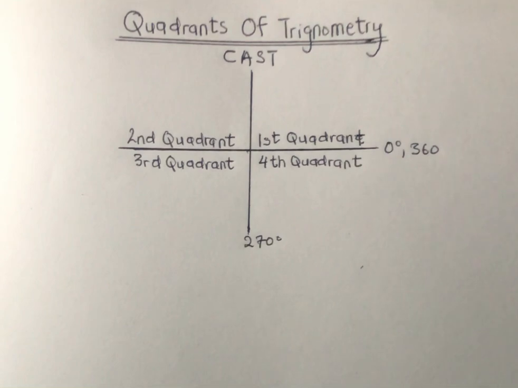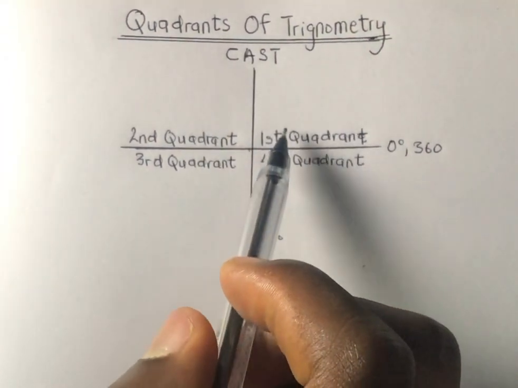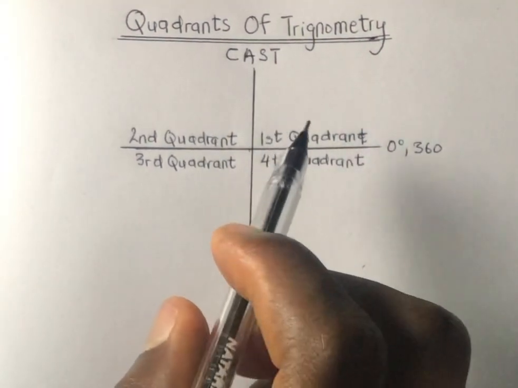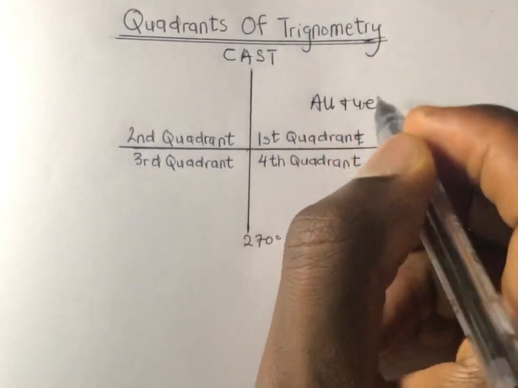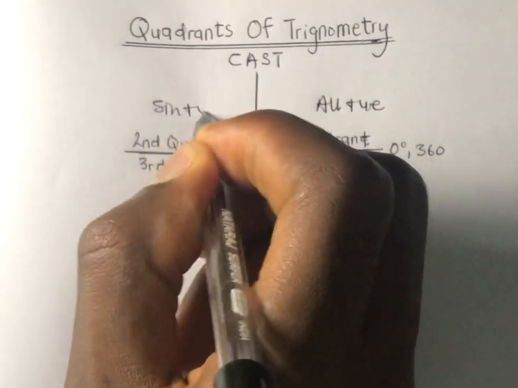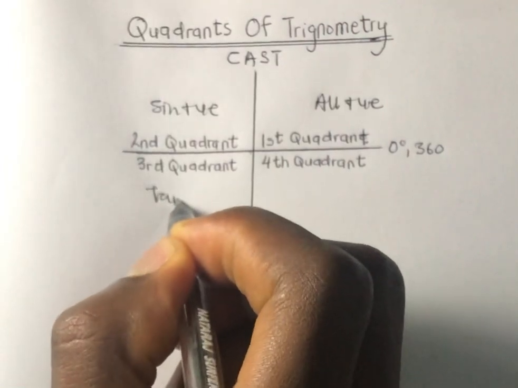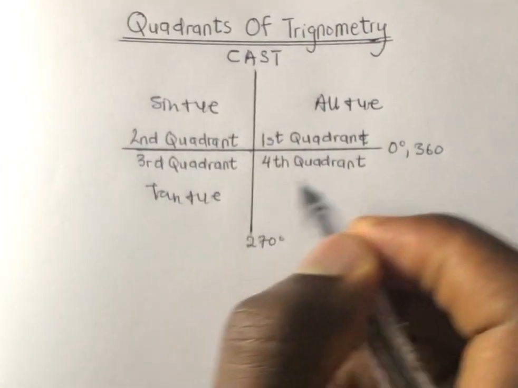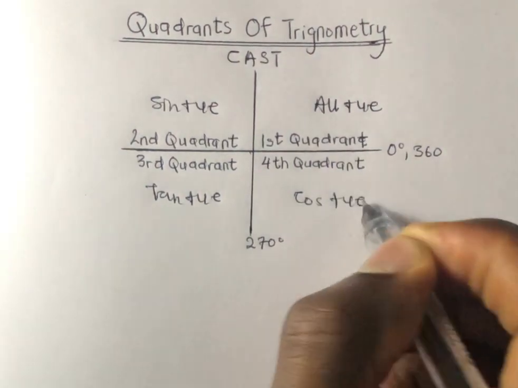Today we'll be looking at the 4 quadrants of trigonometry. Now, there are 4 quadrants of trigonometry. In the first quadrant, all is positive, and we will explain why. In the second one, sine is positive. The third, tan is positive. And finally, in the fourth, cos is positive.